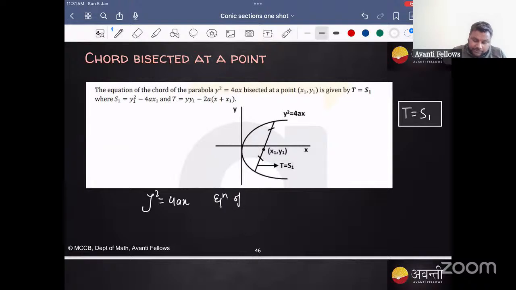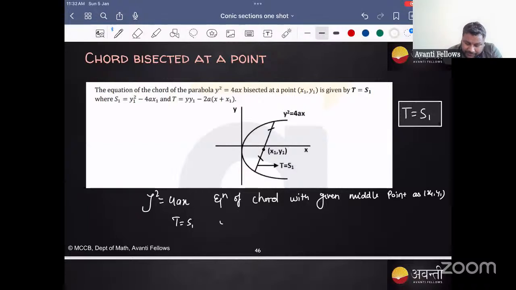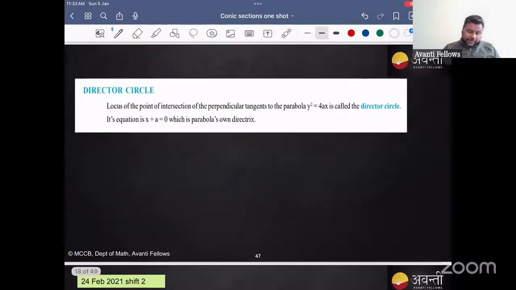Equation of chord with given middle point as x1, y1 will be T equals to S1. So it is y1 minus 2a times x plus x1 is y1 square minus 4ax1. This is the equation of chord with the given middle point.